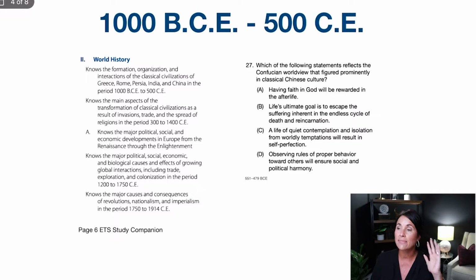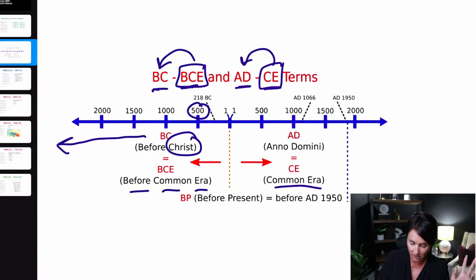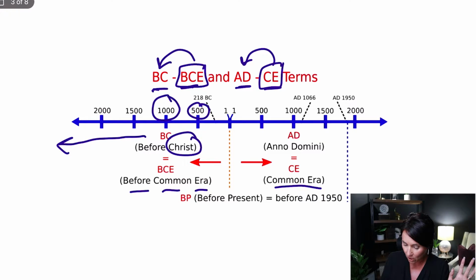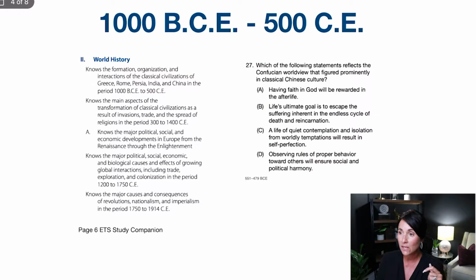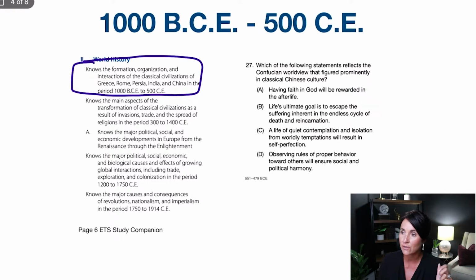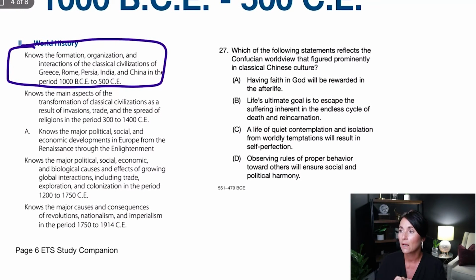Now let's take a look at that big era 4, which is 1000 BCE to 500 CE. And let me just go back to my timeline so you can take a look at it. That's going to be right here all the way to here. So a big gap in time, like a pretty big amount of years there. And when we take a look, we can see that it's this portion of the spec, so that first portion. And you might get something like this question here. Which of the following statements reflects the Confucian worldview that figured predominantly in classical Chinese culture?